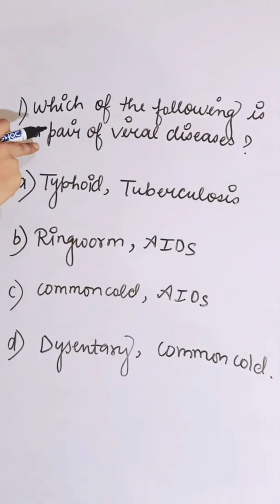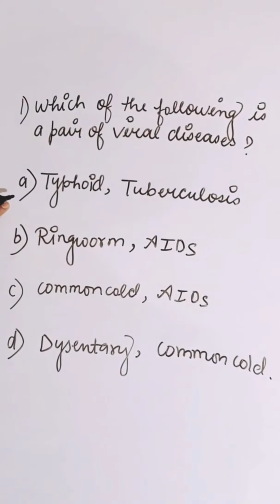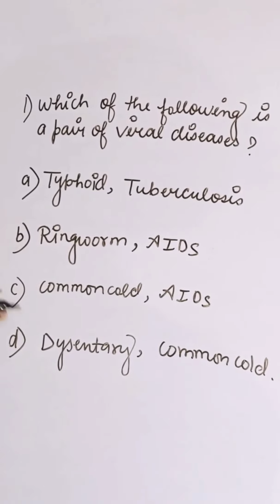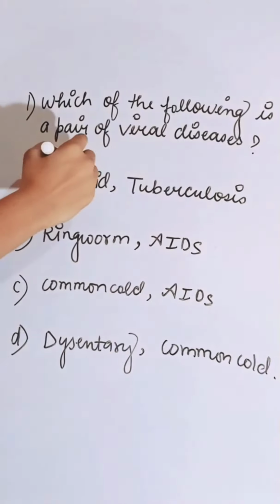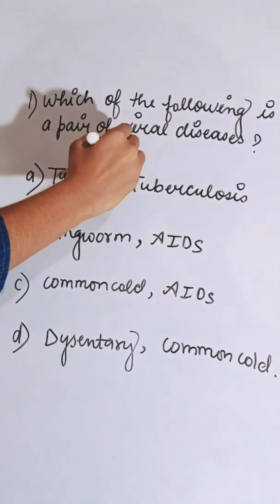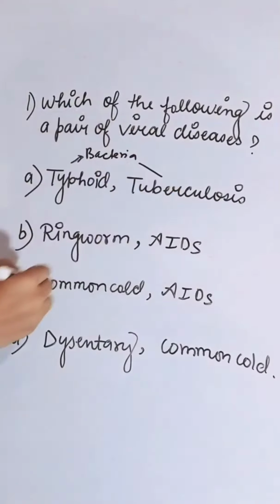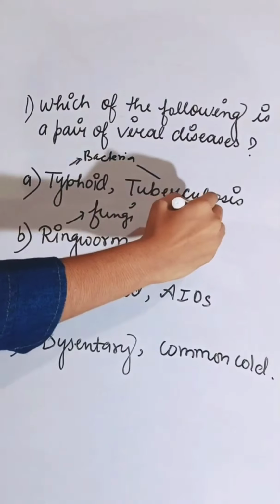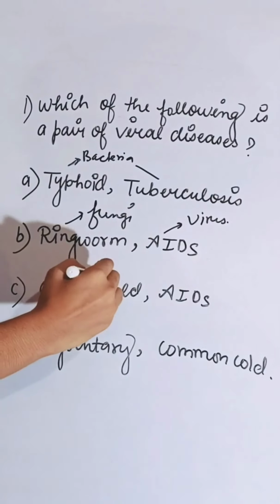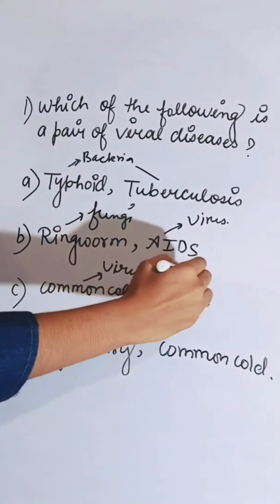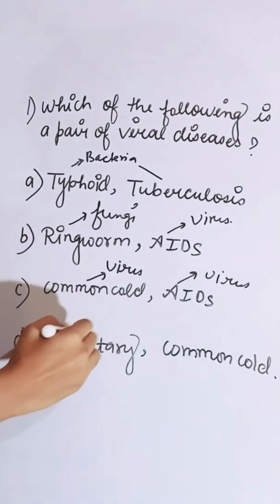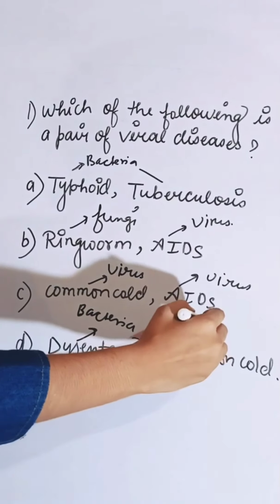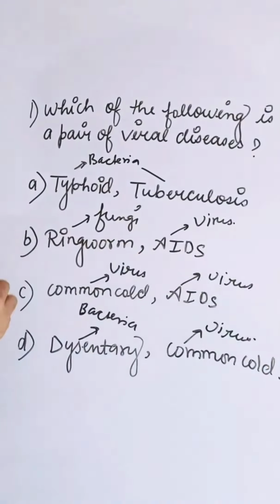Which of the following is a pair of viral diseases? First option typhoid tuberculosis, second is ringworm AIDS, third is common cold AIDS and fourth is dysentery common cold. Typhoid is caused by bacteria and tuberculosis is also caused by bacteria. Ringworm is caused by fungi. AIDS is caused by virus. Common cold is caused by virus. Dysentery is caused by bacteria. So correct answer is C.